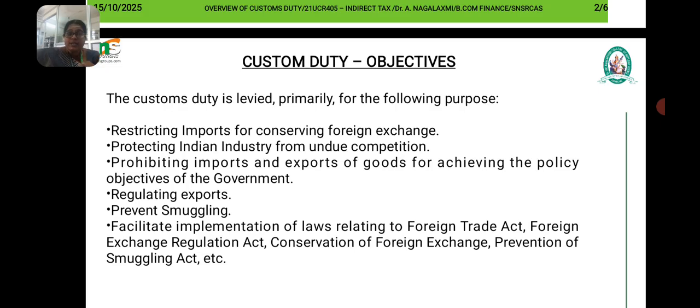So protecting Indian industry from undue competition, prohibiting imports and exports of goods for achieving the policy objectives of the government, regulating exports, preventing smuggling, facilitating implementation of laws relating to the Foreign Trade Act, Foreign Exchange Regulation Act, conservation of foreign exchange, Prevention of Smuggling Act, etc. So for these purposes, the customs duty is levied. These are all the main objectives.